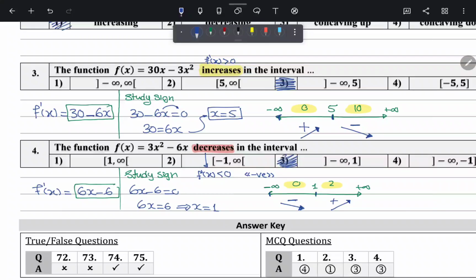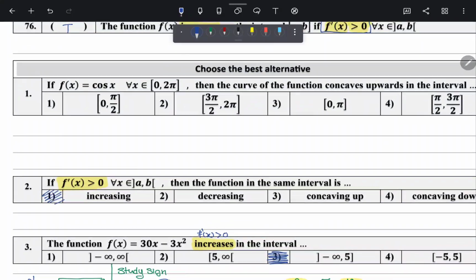So it's this choice. Now the function f of x, which is equal to cosine x, in the domain from 0 to 2 pi. Let's see what this means. The curve of the function concaves upwards. Concaves upwards means that the second derivative is positive, more than 0. So let's find the second derivative. The first derivative is negative sine x. The second derivative is negative cosine x.